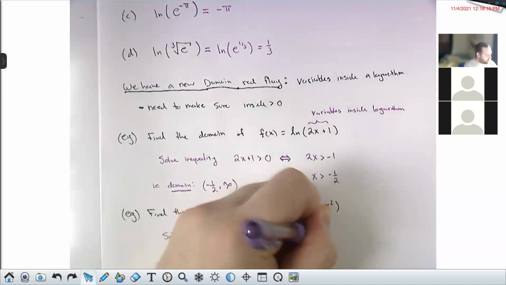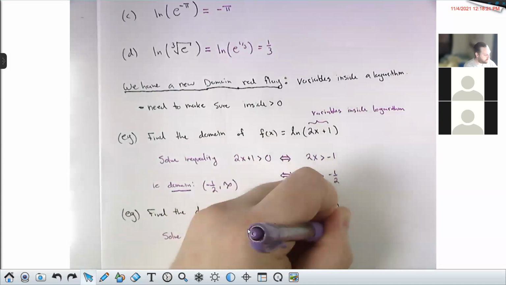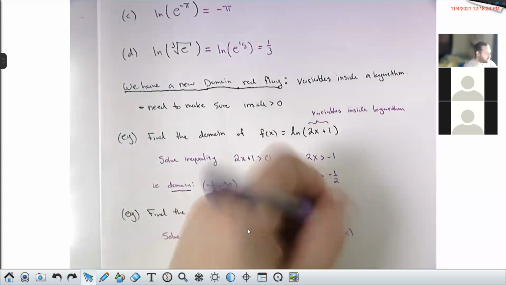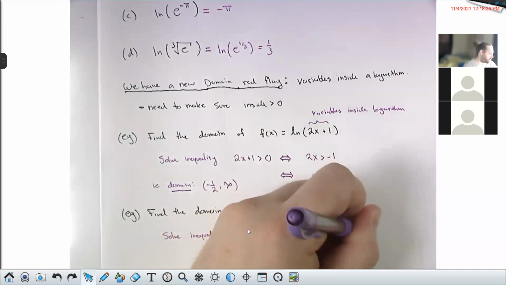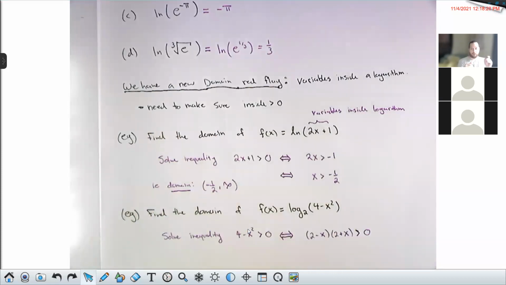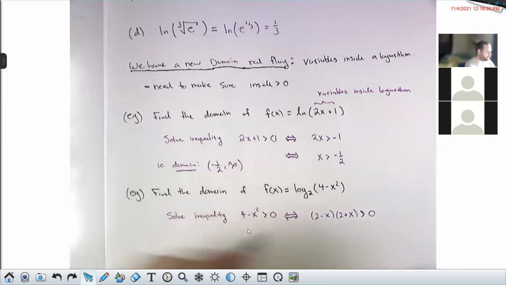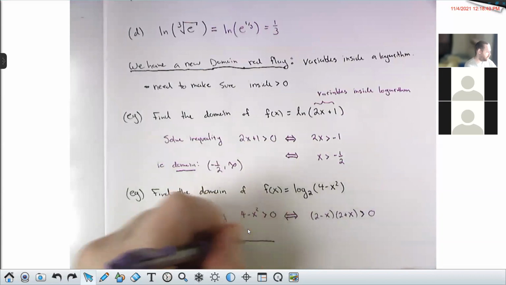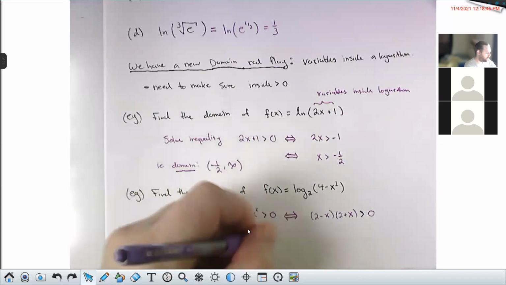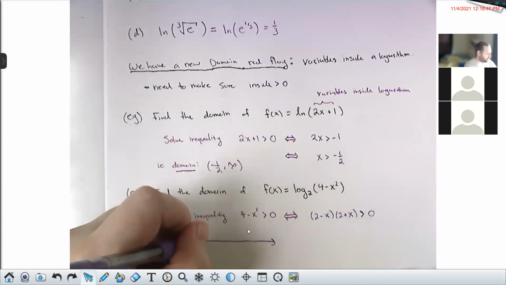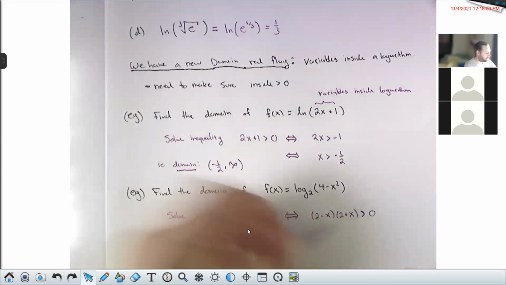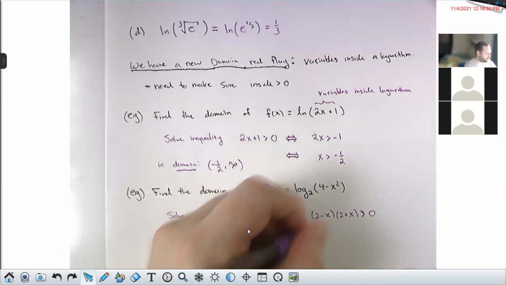4 minus x squared factors as 2 minus x times 2 plus x. And if you elected to factor out a -1 first, you would have negative x minus 2 times x plus 2, and you get the same thing. Now that I have everything on one side factored, I make a number line. I have -2 from this factor and +2 from this factor.